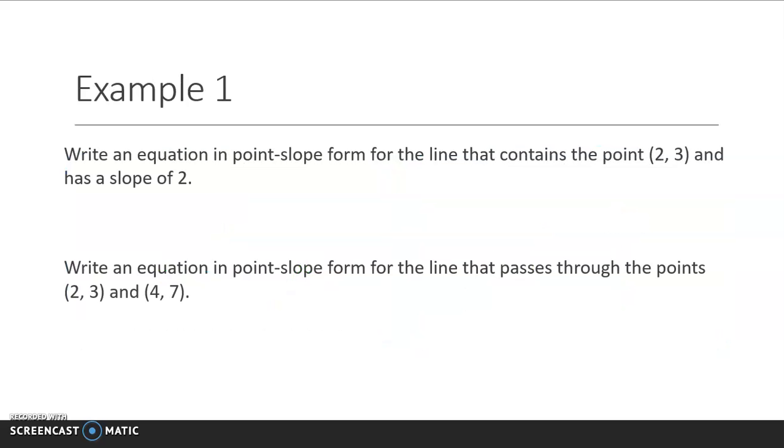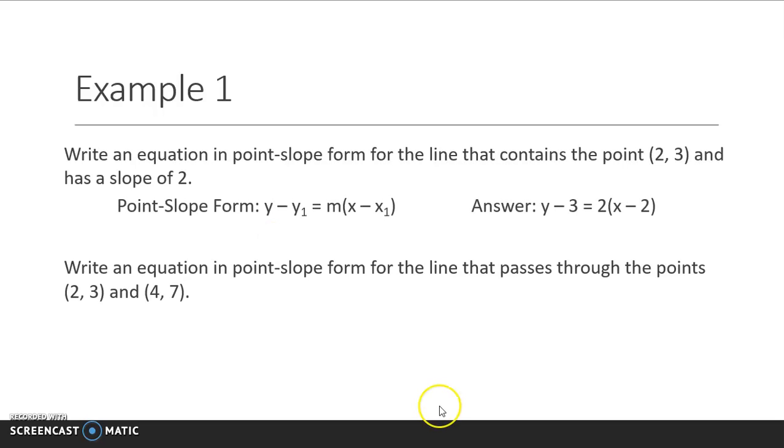We're going to start with some examples in point-slope form. The first part of this question says to write an equation in point-slope form for the line that contains the point (2, 3) and the slope of 2. So we just need to remember what point-slope form says, and then we fill in the numbers we've been given. Let's take a look at that.